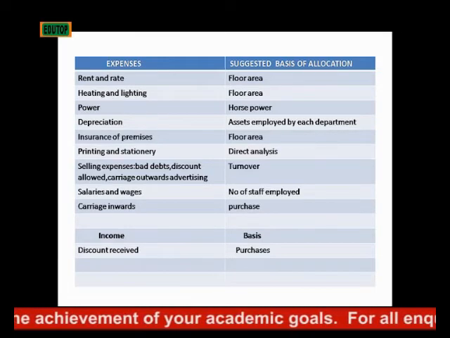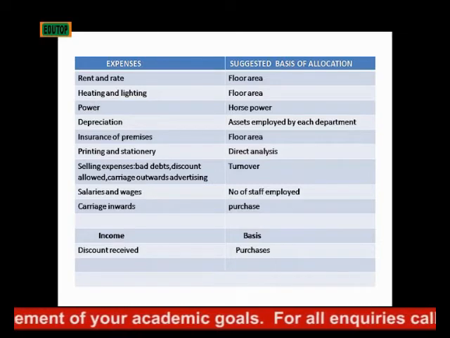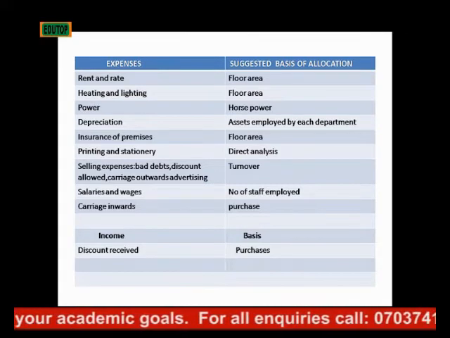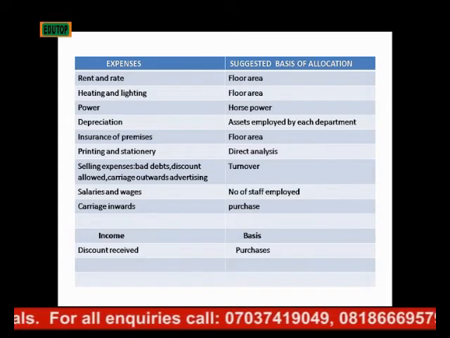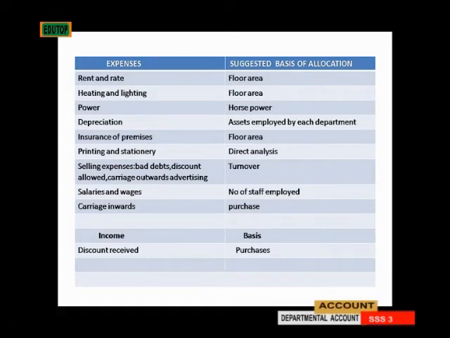Then we talk about heating and lighting, which is also classified under floor area, and power and lighting is classified under horsepower. That is the basis of its allocation. Then we talk about depreciation, where the basis of allocation is the asset employed by each department. Then insurance of premises is also classified under the floor area. Likewise, printing and stationery is classified under direct analysis.